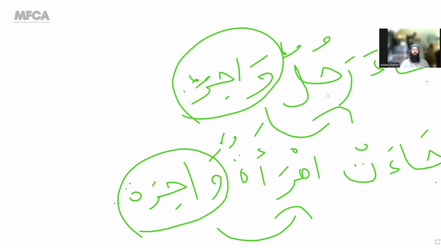Great. Now, when it comes to 3 to 10, that's where I want you guys to pay attention. From 3 to 10, it goes against. It's the opposite. If the ma'dud is masculine, then the number should be feminine. If the ma'dud is feminine, then the number should be masculine. Let's show you what we mean by that.